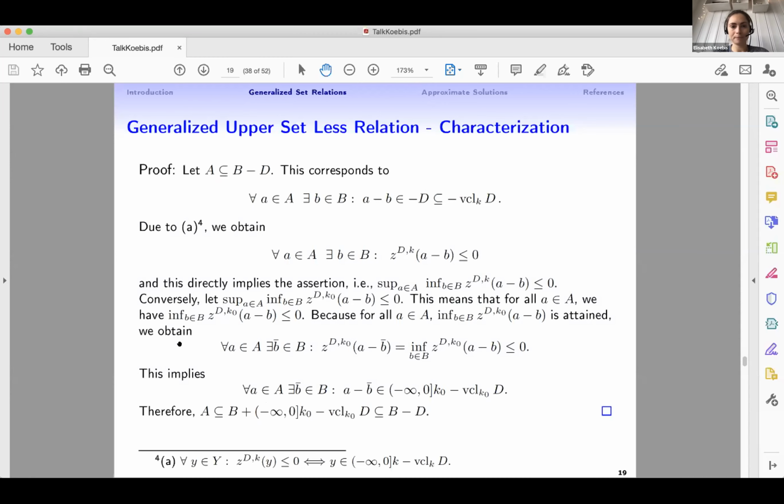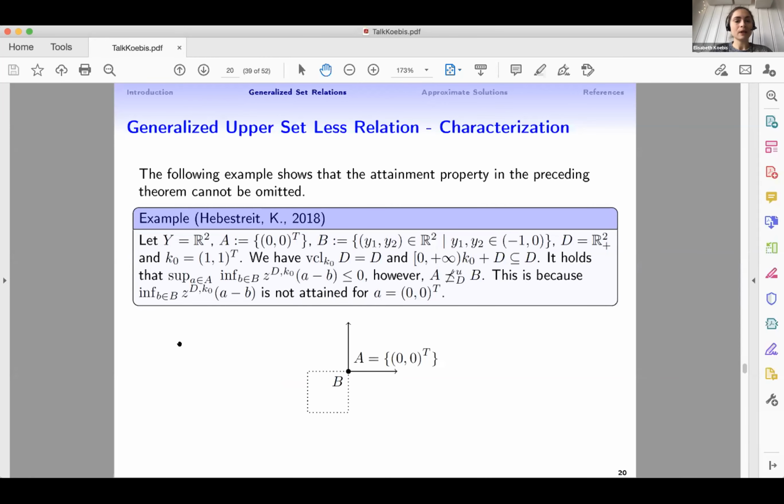assumption of the theorem. Okay, the following example then shows that the attainment property in the preceding theorem cannot be omitted. So for example, if we have that A is just the 0 vector, just a single valued set, and B is this square here, which is open, D is R2 plus, and K0 is the vector 1, 1. Then we have that the vector closure of D with respect to K0 is just D, and this inclusion here holds true. So all the other assumptions in our theorem are fulfilled.